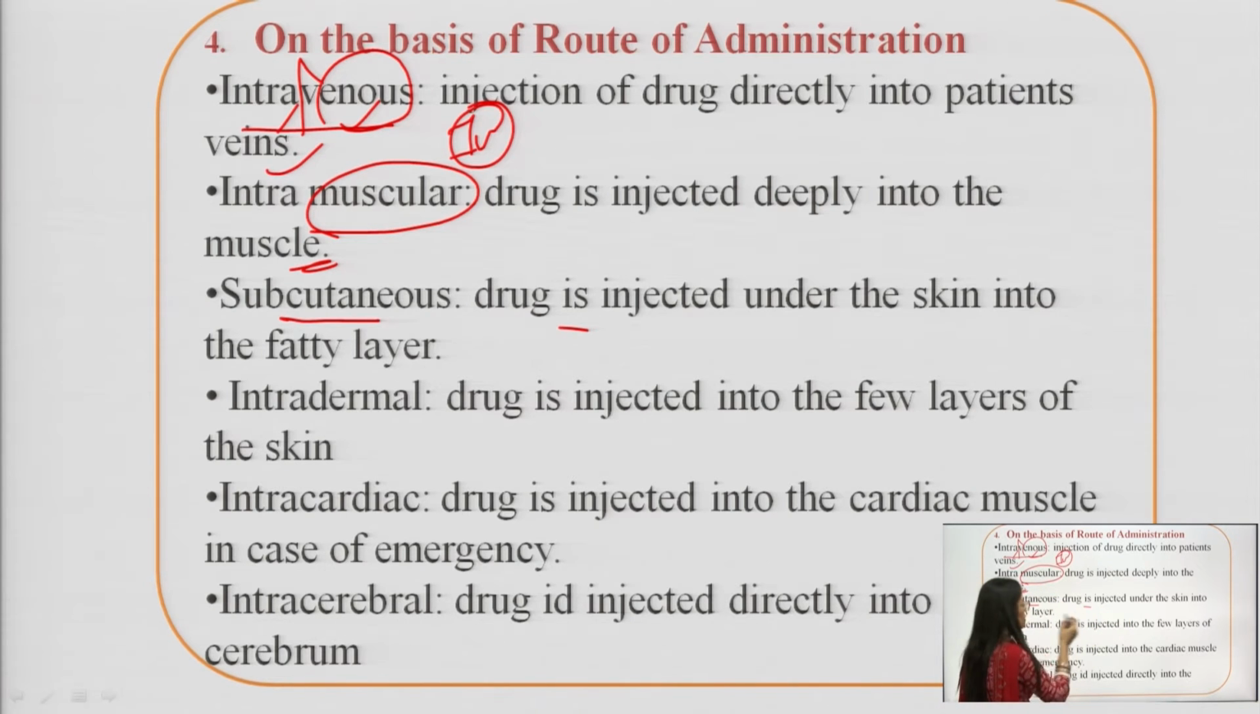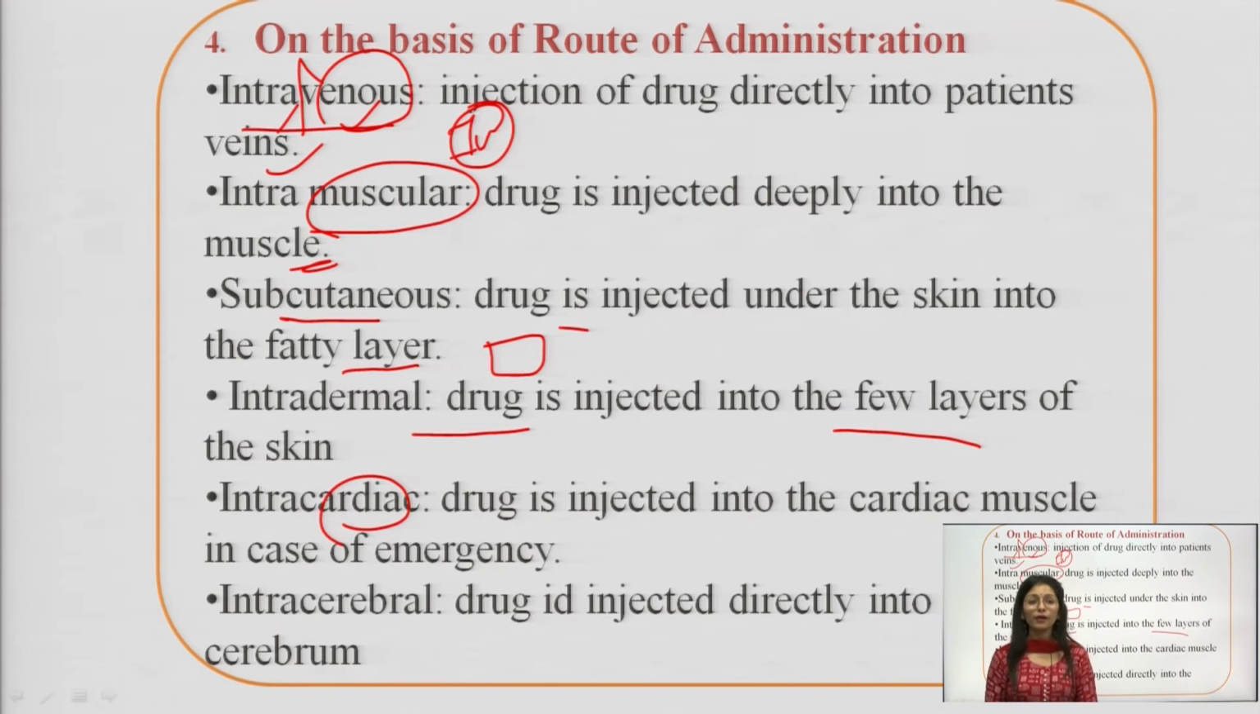Subcutaneous, drug is injected under the skin, in the fatty layer. When you are incorporating your drug inside the fatty layers, this comes under the category of subcutaneous. Okay. Next is intradermal. Dermal means skin. Inside the layers of skin, the few layers of skin, is called intradermal. Moving on, intracardiac. The name suggests it means related to the heart. So the drug is injected into the cardiac muscles in case of emergency. Like there are lots of emergencies, strokes, heart attack, we can go through intracardiac. Intracerebral, drug is injected directly into the cerebellum. Okay.